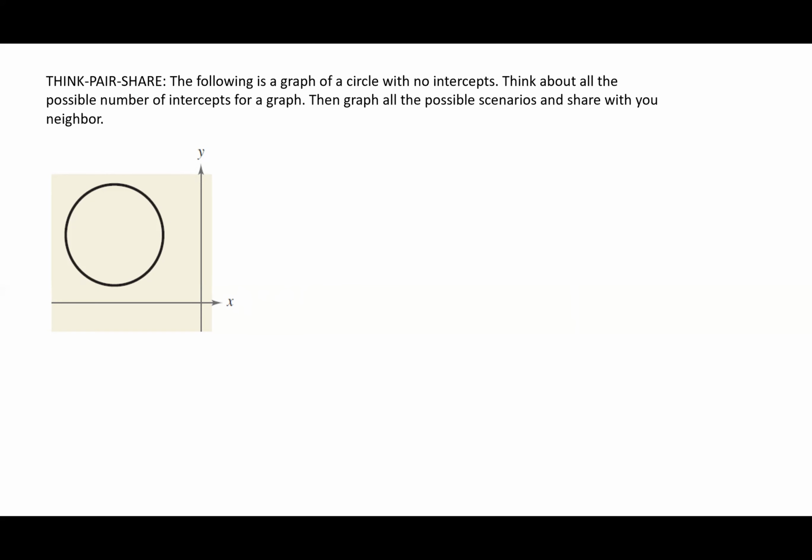So graph for me a circle inside the x and y coordinate system. At least as close to a circle as possible. And then they give you all the different possibilities of the number of x and y intercepts. So this one has 0, right? That's the possibility for 0.